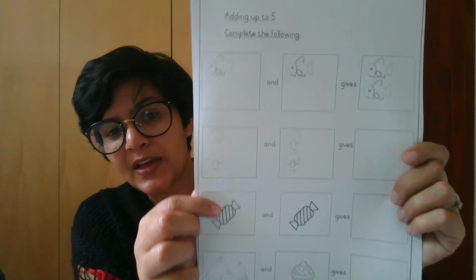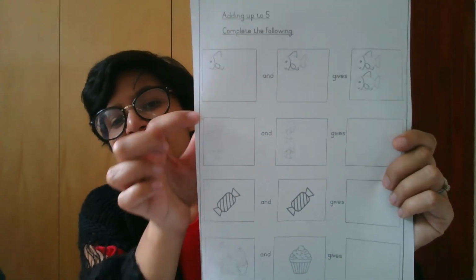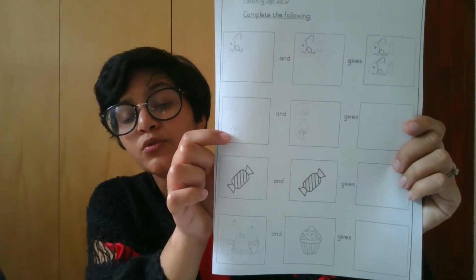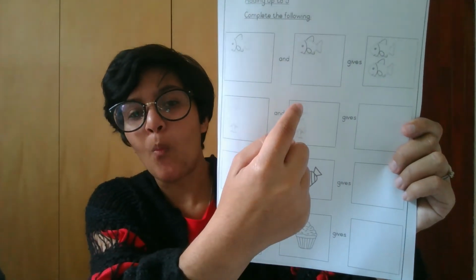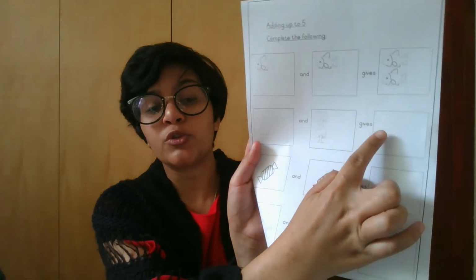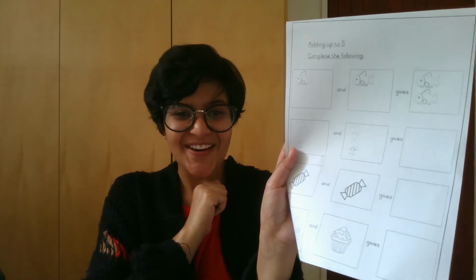The next one isn't very clear on my screen, but there are trees. Let's count how many trees are in this block. 1, 2. Okay. And in this block we have 1, 2. So all you have to do is put it together. 2 and 2. So you're going to draw in your box, you are going to draw 2 trees, and then you're going to draw another 2 trees. Count how many is all together.